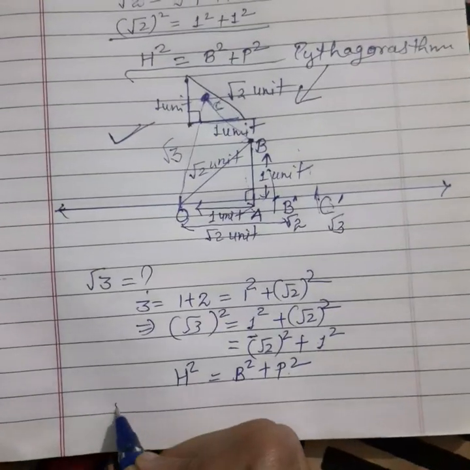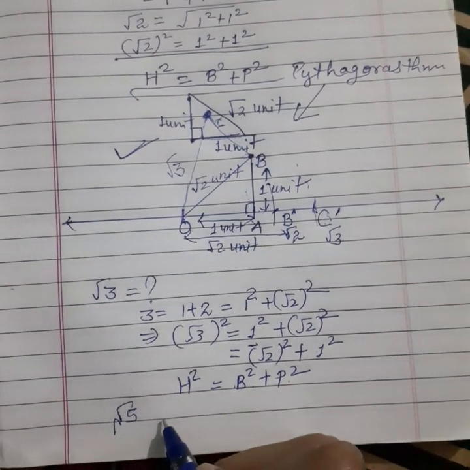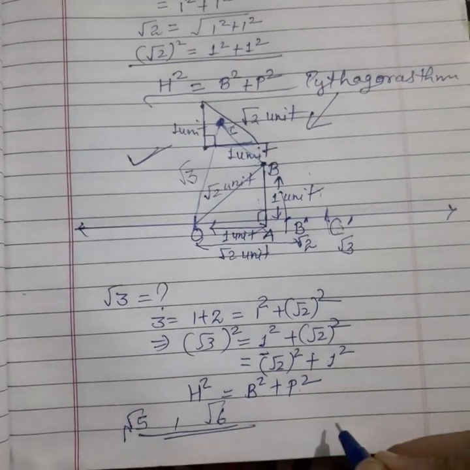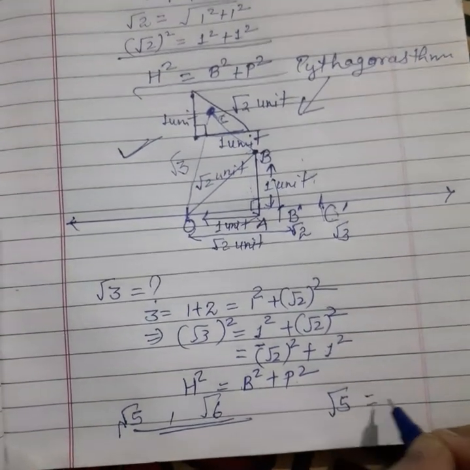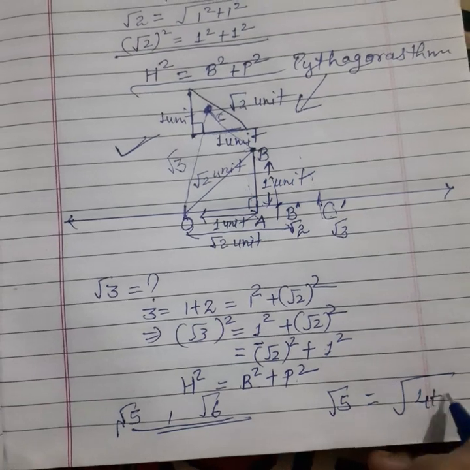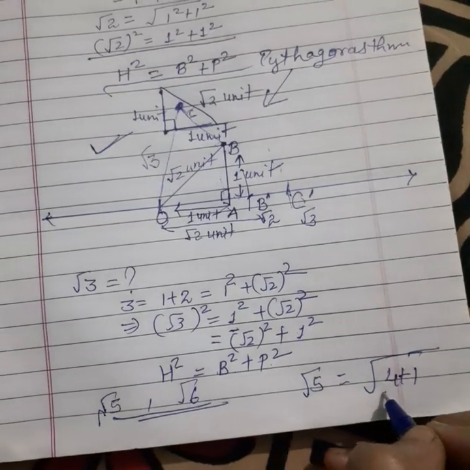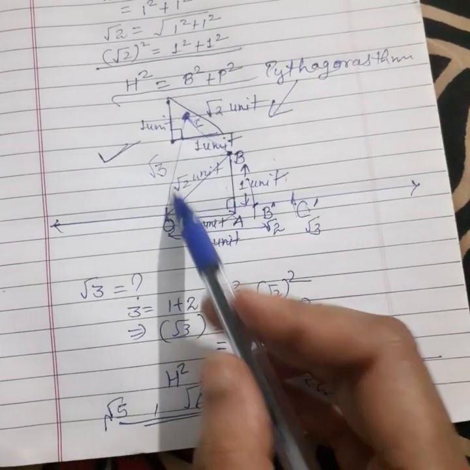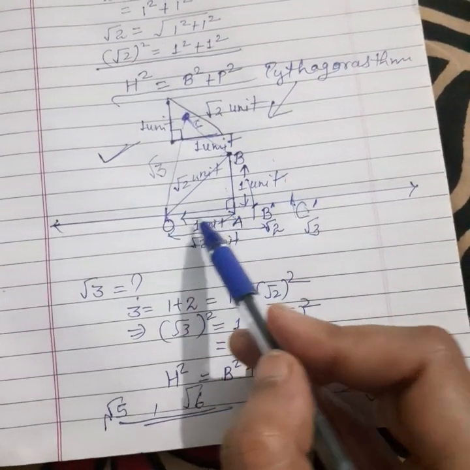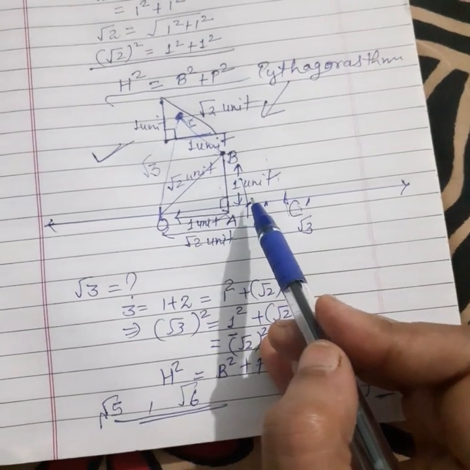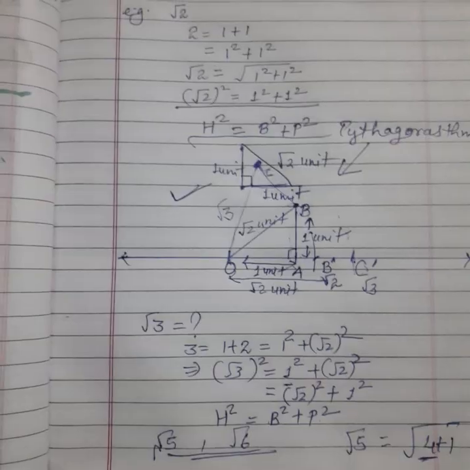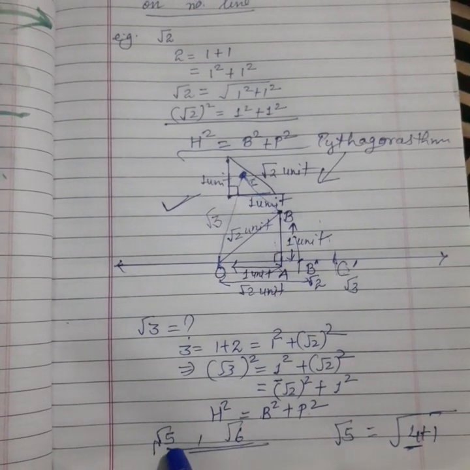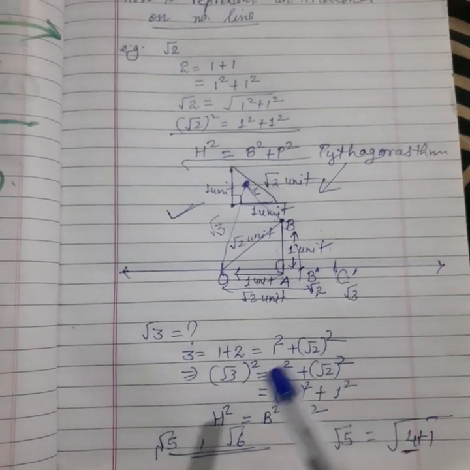Similarly, you can show for under root 5 also, for under root 6 also. Okay, under root 5 you can do by a different method also, under root 4 plus 1. So here 4 is a whole square, so no need to take directly, you can take here 2 unit and 1 unit as base and perpendicular. That's all for this video. For homework, you will represent under root 5, under root 6, under root 4 by yourself.